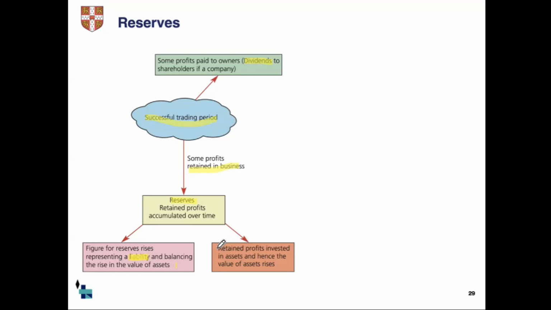All right. Then here it says that retained profits are invested in assets, and hence the value of assets would rise. So two important things: reserves represent a liability, and these retained profits or reserves can also be used to acquire assets for the business. All right. So I think that we can bring our discussion to a close here.